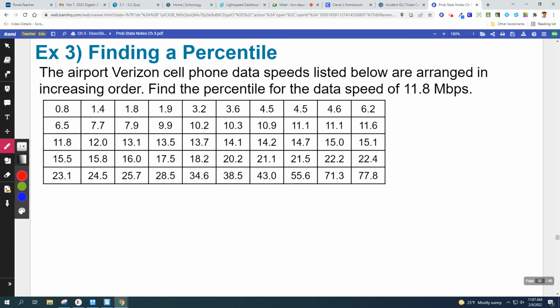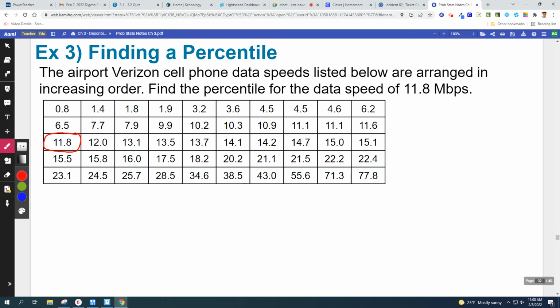Number 3, finding a percentile. The airport Verizon cell phone data speeds listed below are arranged in increasing order. Find the percentile for the data speed of 11.8 megabits per second. First thing I would do is identify 11.8. When we talk about percentile, we want to think about what percent of these data are below 11.8. You could figure that out with common sense or a calculator, but we can calculate it.